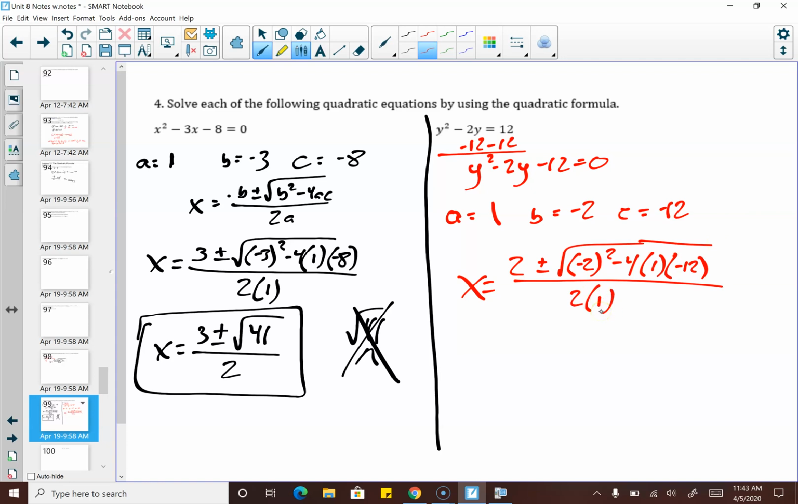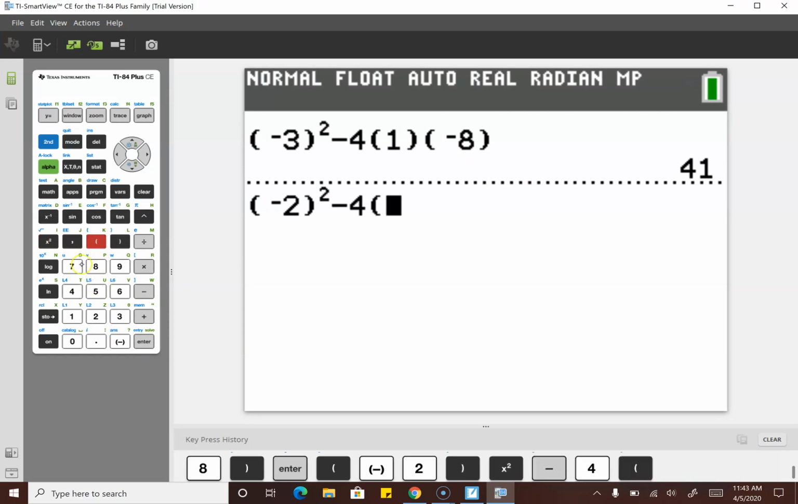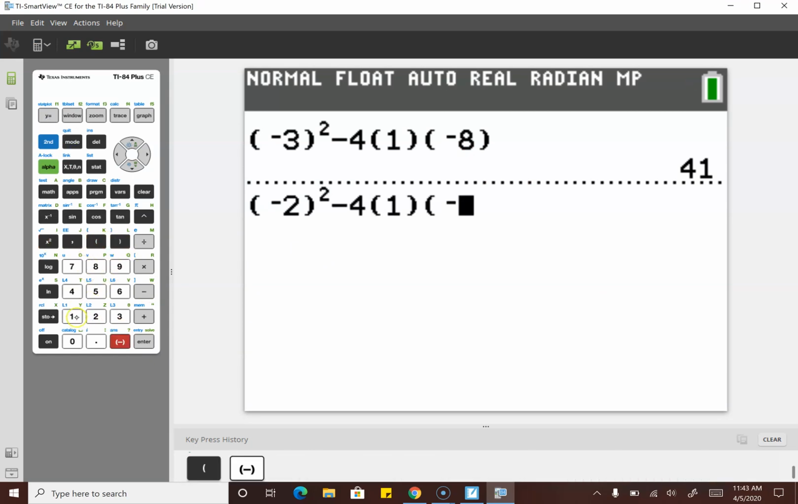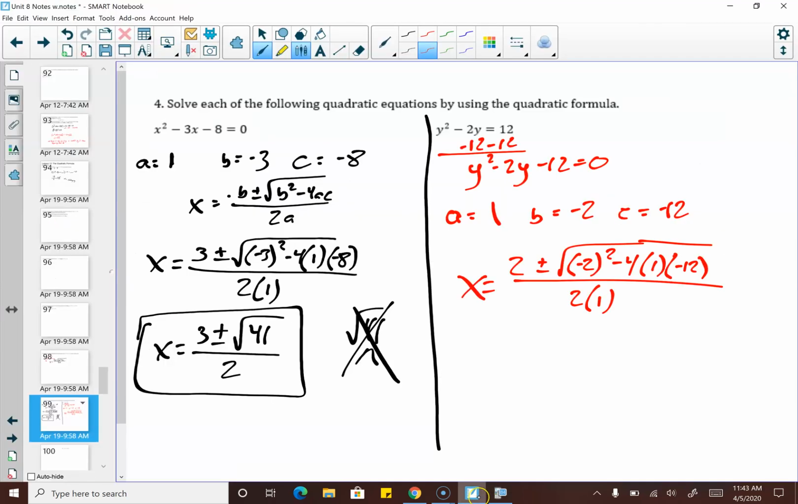Okay, so now we'll go back to our calculator and we'll put just what's underneath the square root in there. So in parentheses, negative 2 squared minus 4 times 1 times negative 12. When I do that, I get a 52. So x equals 2 plus or minus square root of 52 over, and we might as well do 2 times 1, which is 2. Do not cross these parts out yet. Okay, we have to work with our radical first.